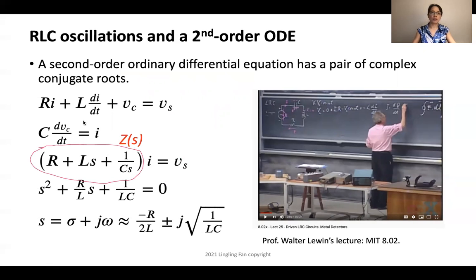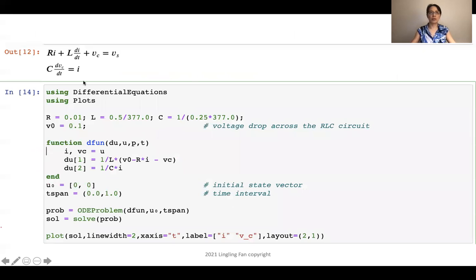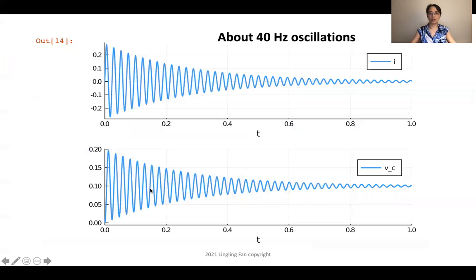First, let's solve this in Julia, doing time domain simulation using differential equations and plots. We can quickly see the 40 Hertz oscillation for excitation. In this case, we give a step response for the incoming voltage source. Then the current has 40 Hertz, and the capacitor voltage also has 40 Hertz.